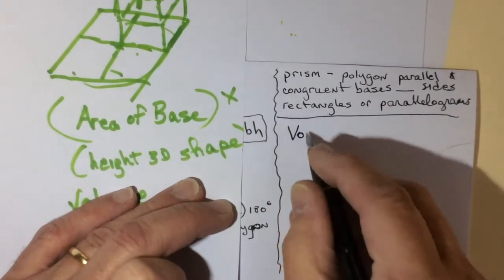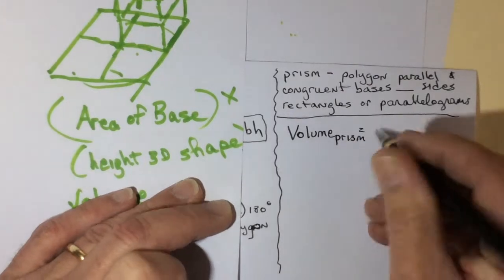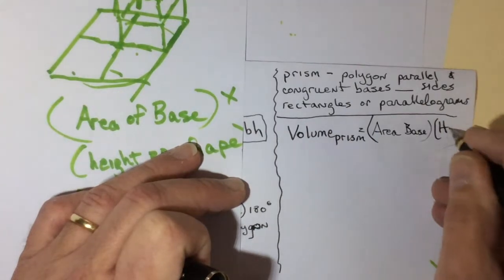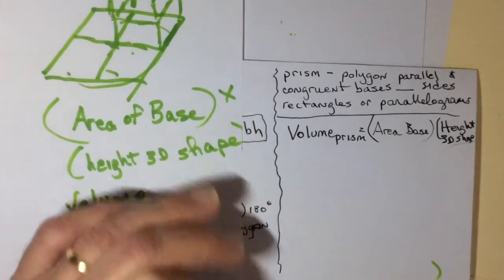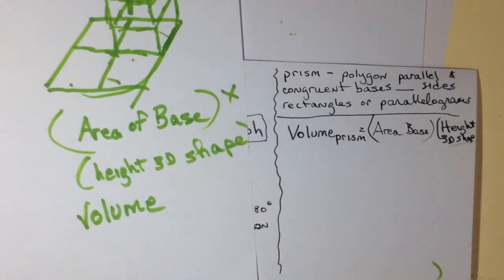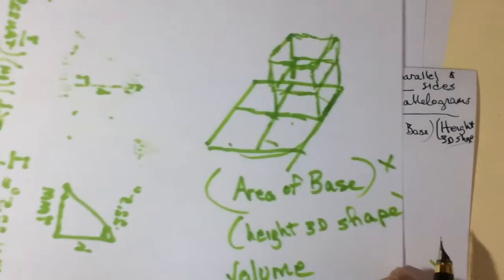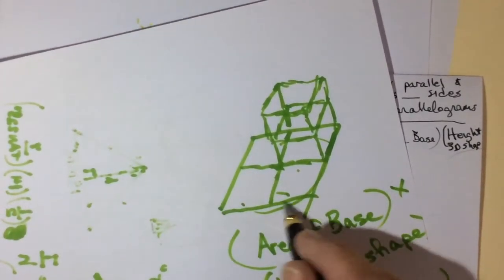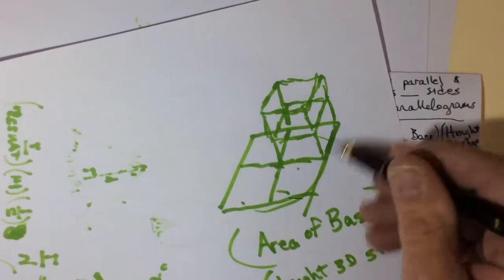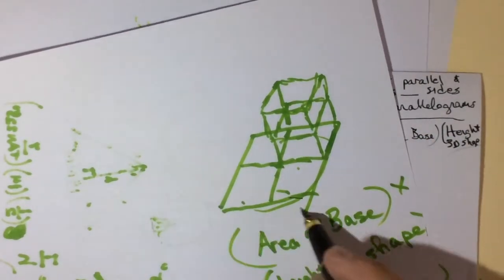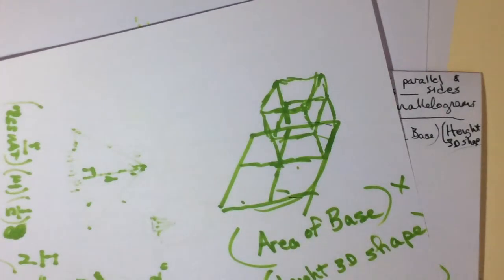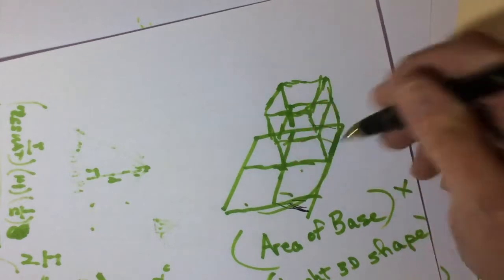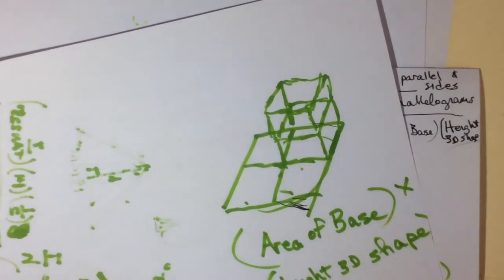The volume of a prism is equal to the area of the base times the height of the 3D shape. Now, I keep saying height of the 3D shape because I don't want you to get confused by the base of the two-dimensional shape here. You're not multiplying by the base here. You're multiplying the area of the whole base. And you're multiplying by the height, not the height of this square, but the height of the shape.